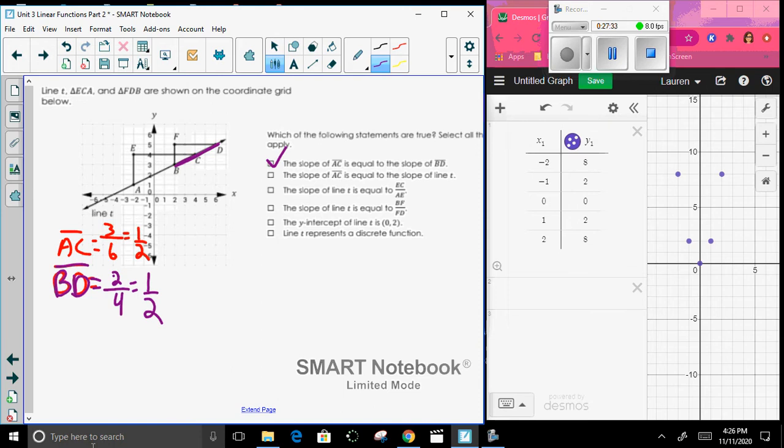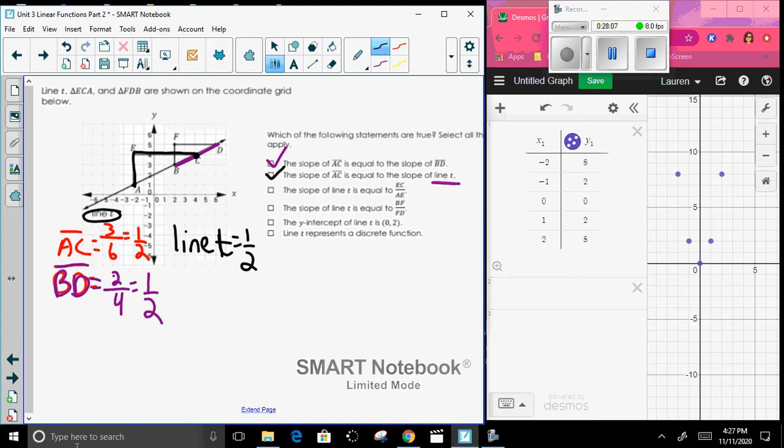The slope of AC is equal to the slope of line T. All right, well, I already know the slope of AC. Let's look for the slope of line T. Now, the slope of line T, that's this big line right here. Remember, I can pick any 2 points. Does it matter what 2 points I pick? It doesn't. I could pick A and C. They're on that line. So if I do the slope, aren't I going to get the same slope I did for AC? I am. So that one works as well.